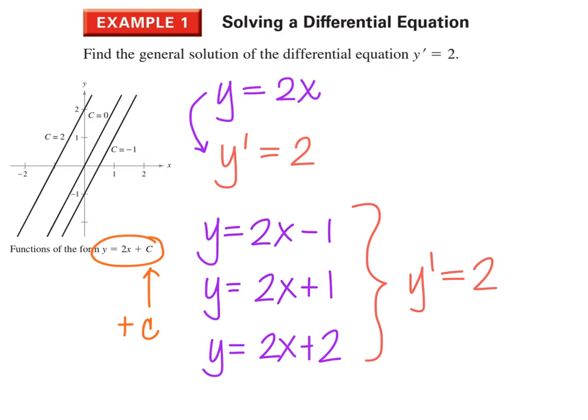But what if we considered a different y-intercept, like -1 or +1 or +2 or some other constant? All of these result in a derivative of just 2 because a constant doesn't do anything. It becomes +0. So every time you take an antiderivative, you have to apply plus c because you don't exactly know what the constant was, whether it was 0 or a different number. So that's why our general solution is y equals 2x plus c.